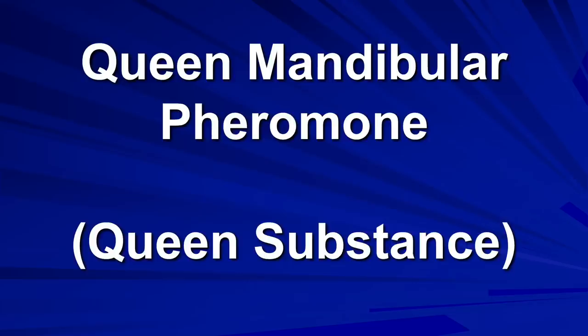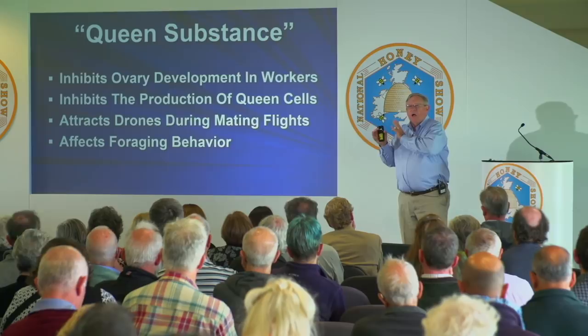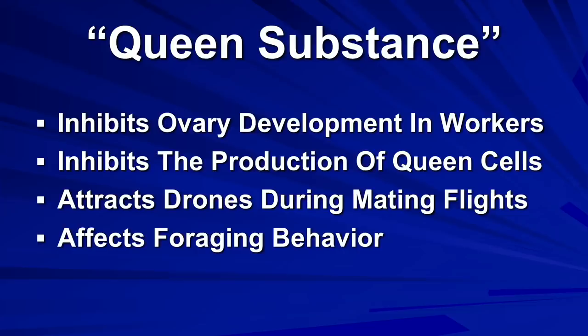I said we were going to talk about one specific effect of queen pheromone in relation to the biology of the colony and to you as the manager, okay? And I'm going to call it queen substance, but it's her pheromone coming from several different glands, primarily from the mandibular glands. Queen substance inhibits ovary development in workers.